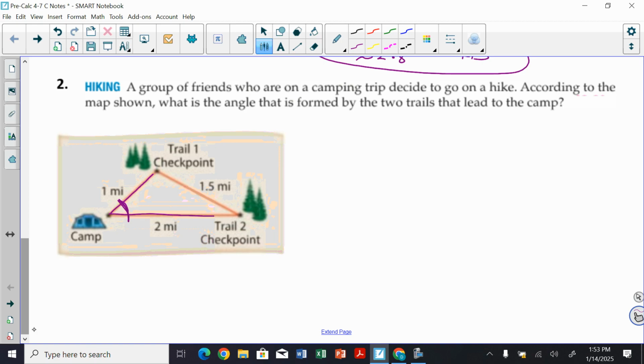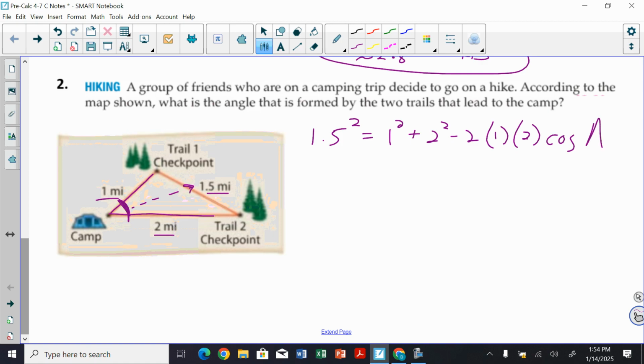Okay. We don't know what it is, but we do have all three sides you can see here. So we can use law of cosines to solve for an angle. So this is the angle I want to find. So I'm going to start with the side that's opposite that one and write it in terms of this. So 1.5 squared equals the other two sides, 1 squared plus 2 squared, minus 2 times 1 times 2, because those are the other two sides, times the cosine of, we're going to call it angle A because we don't know what it is, right? That's the one we're trying to find.